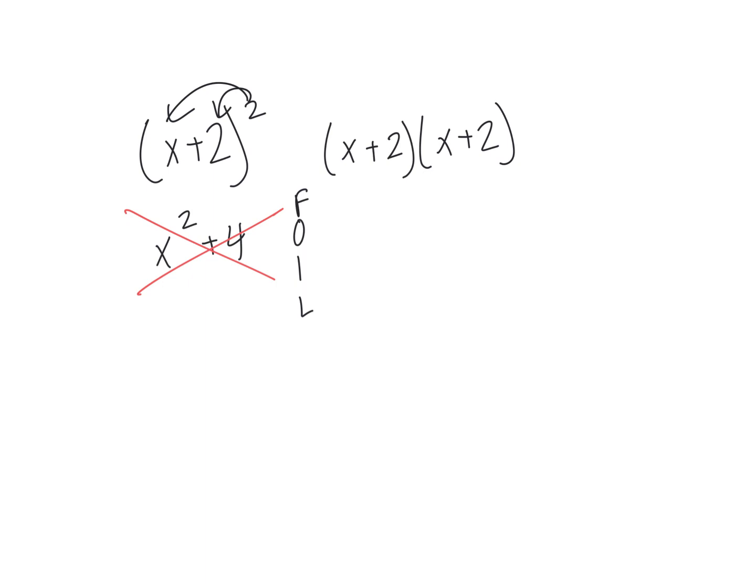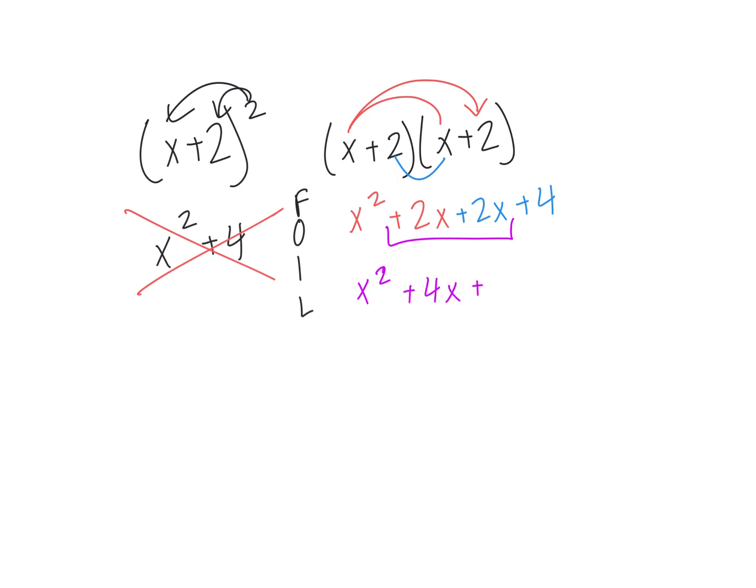So looking at it, if you forgot how to FOIL, you're going to do your first. So I have x squared plus 2x, and then your inners plus 2x plus 4. Yes, there are other ways to solve it, but I'm just doing the basic one that hopefully we remember. Don't forget when you're foiling it, you have to combine like terms if there are any. So right now you have x squared plus 4x plus 4.